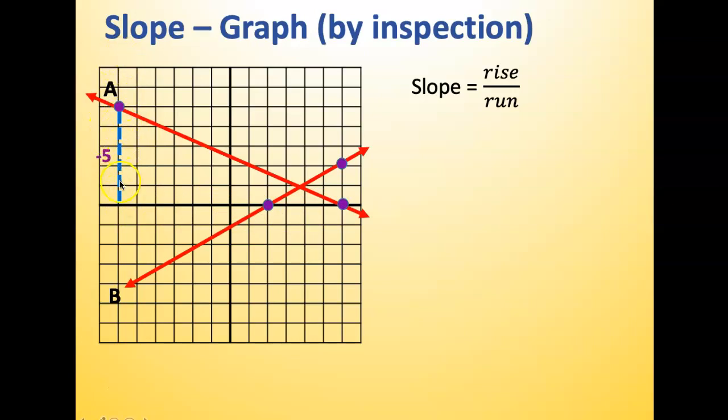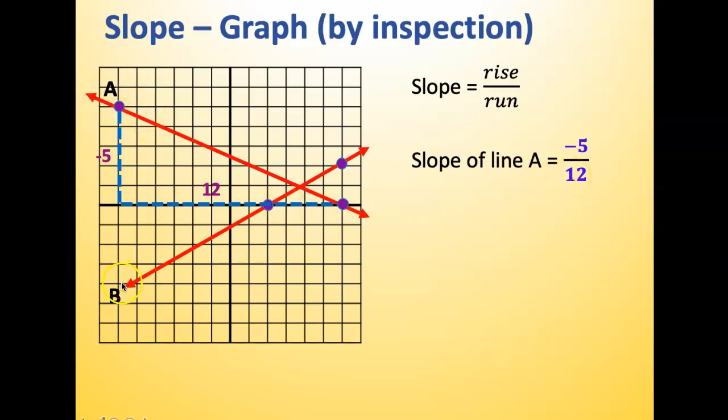1, 2, 3, 4, 5. I wrote -5 because the line is going down, so the slope is a negative slope. Now after I know that, I am going to count the number of units going to the right. So from there, you will have 1, 2, 3, 4, 5, 6, 7, 8, 9, 10, 11, 12. So you have 12 units. You can now write your slope. Slope of line A is -5 out of 12 or -5 over 12.